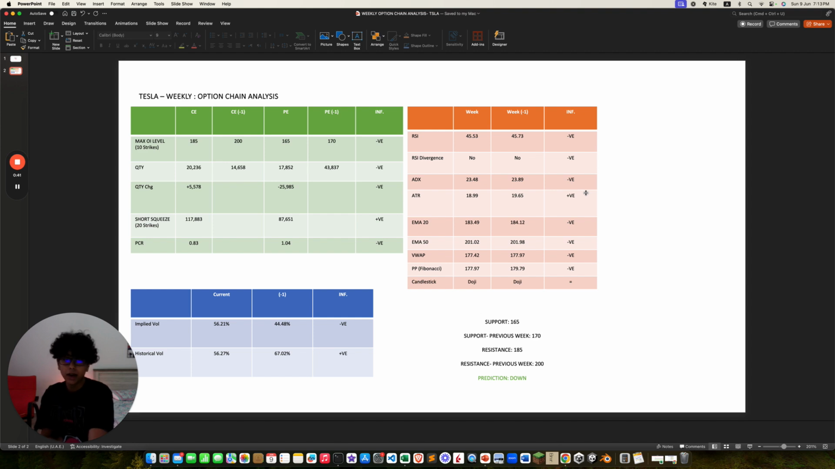Both EMAs are down. VWAP is down, so that's negative. Pivot point is down, that's negative. Candlestick is still a doji, that's neutral. Overall, the support is at 165. Previous week's was 170. Resistance is 185. Previous week's was 200. And we predict that Tesla goes down based on the option chain.